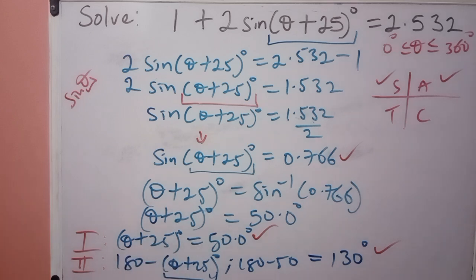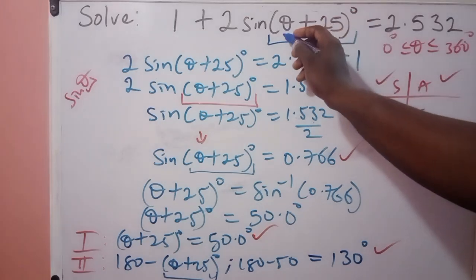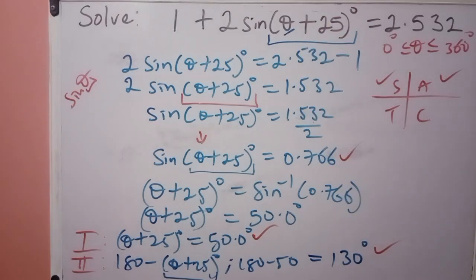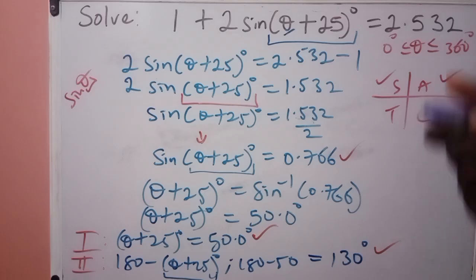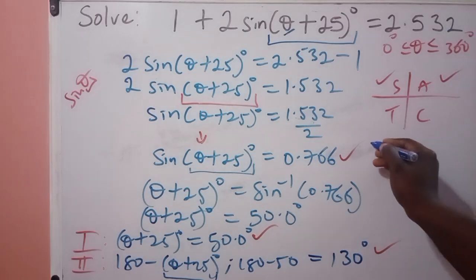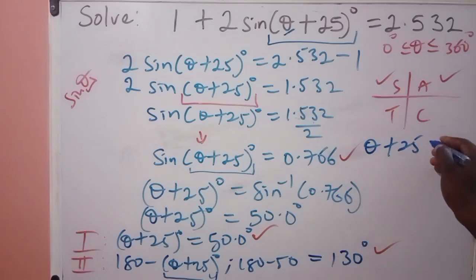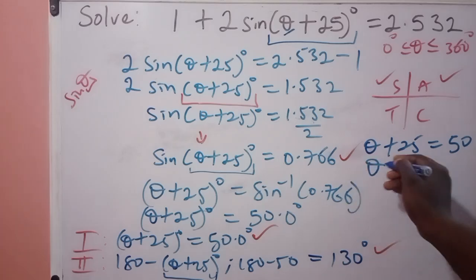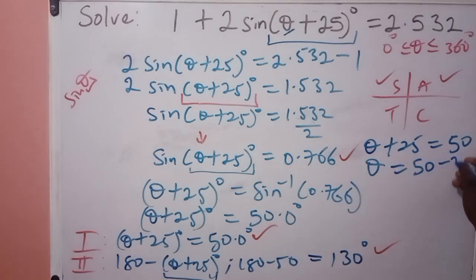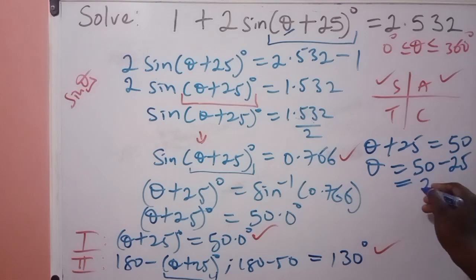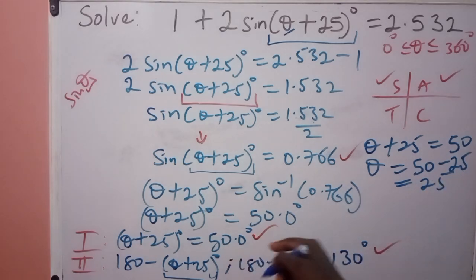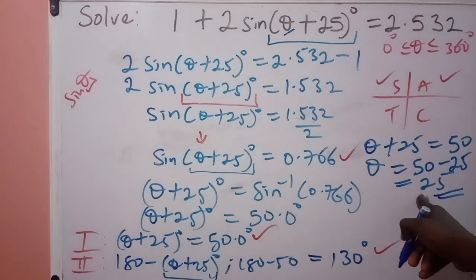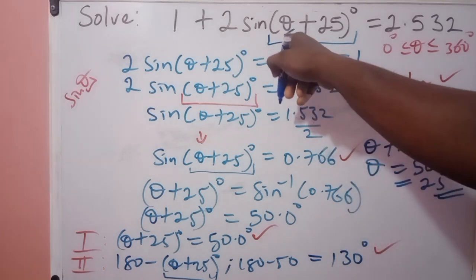So in this case now, while trying to solve an equation, you're supposed to find the unknown. The unknown here is theta. So you have to go on to find the unknown theta. What will happen there is that you will say theta plus 25 is equal to 50. So obviously here, this theta now will be equal to 50 minus 25, which will be 25. That's in the first quadrant. This will be your final answer for this particular theta here.